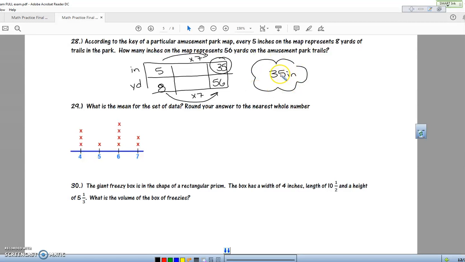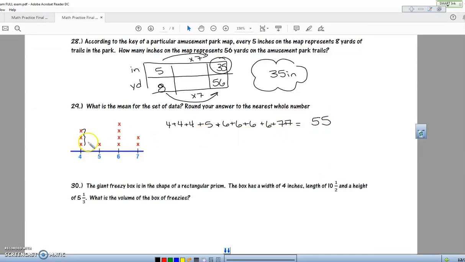29. What is the mean for the set of data? Round your answer to the nearest whole number. So this is the number we're writing. These x's are how many times. So I'm going to write 4. And again, mean is add them all up. Plus 4 plus 4. Plus there's 1 5. There's 4 6's. And 2 7's. When I add all that up, I get 55.